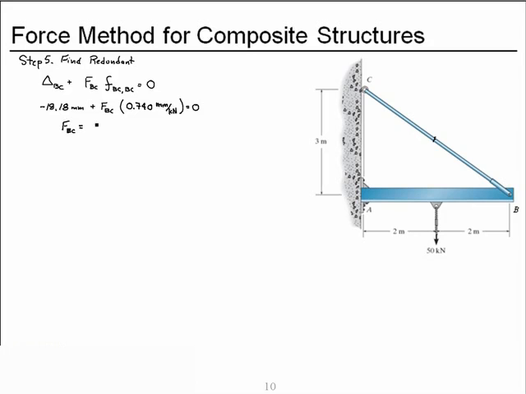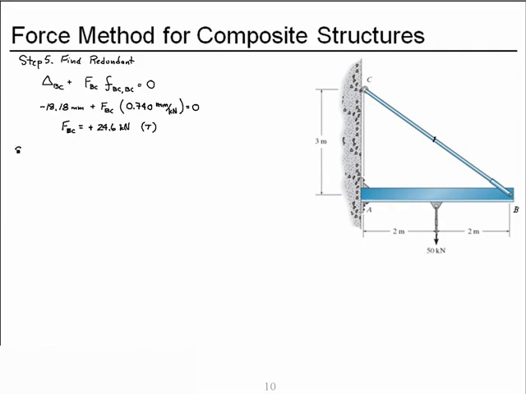So the force in member BC is a positive 24.6 kilonewtons. And since we drew our redundant as pulling on the ends of the cut, and we get a positive, it means it is pulling on the ends of the cut, so the force in the tie rod is tension.